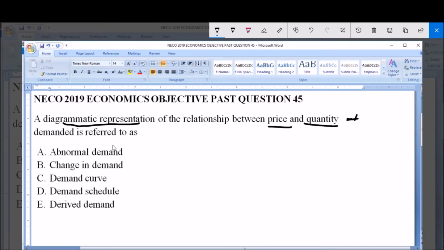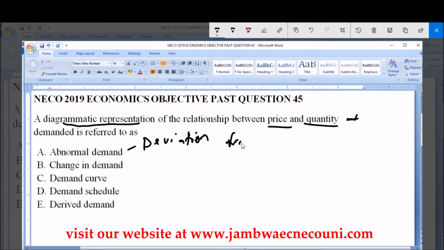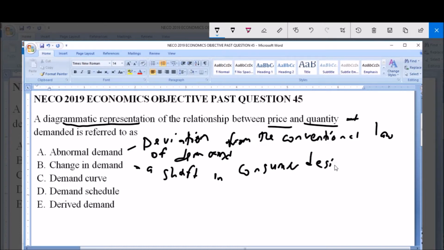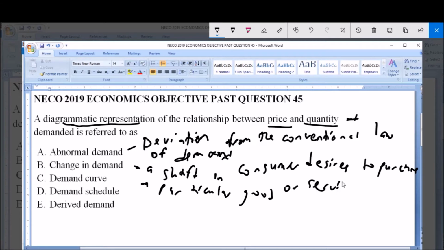So what does it represent? Let's look at what each of the options mean and then pick out our answer. Now, abnormal demand is basically any deviation from the conventional law of demand. So that will be referred to as an abnormal demand. Now, change in demand describes a shift in consumer desires to purchase a particular good or service, irrespective of change in price.